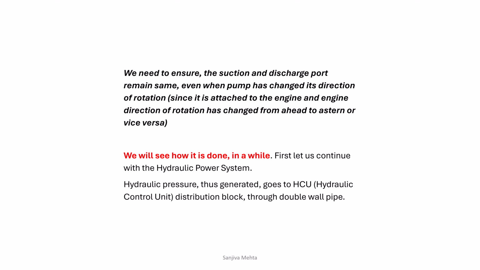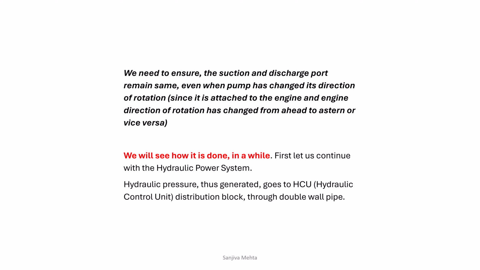So first, let us continue with the hydraulic power system. The hydraulic pressure thus generated goes to the hydraulic control unit, HCU, distribution block through double wall pipe. I will tell you about this suction and discharge port a little later, but first we finish talking about the hydraulic pump unit. So it has a distribution block and through double wall pipe.